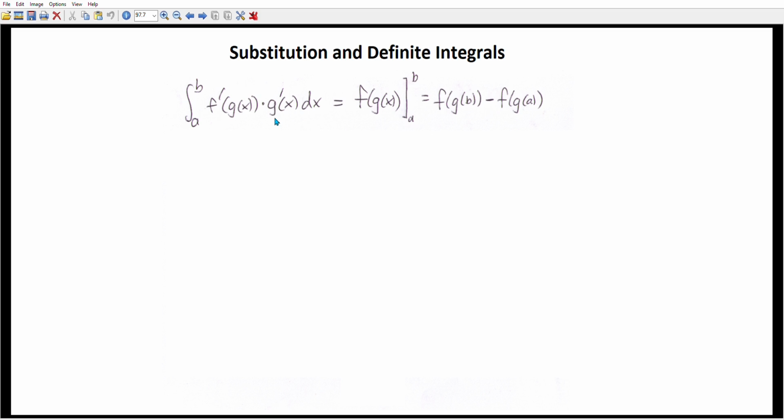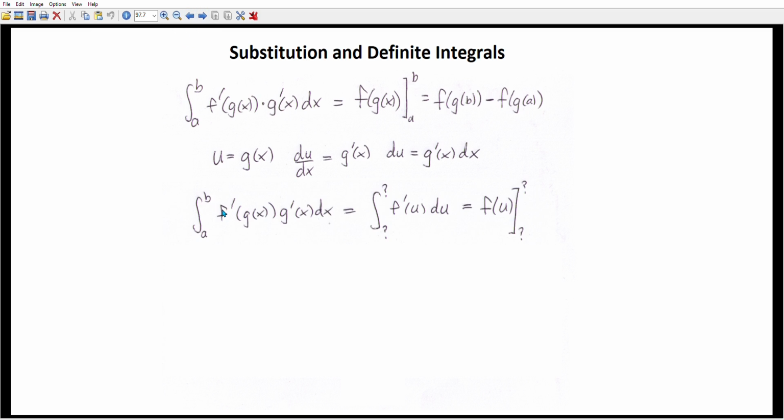Now let's try and do this same integral by substituting. u is g of x, du dx is g prime, and du is g prime of x dx. So when we substitute in, we get that f prime of g of x times g prime of x dx is f prime of u du.